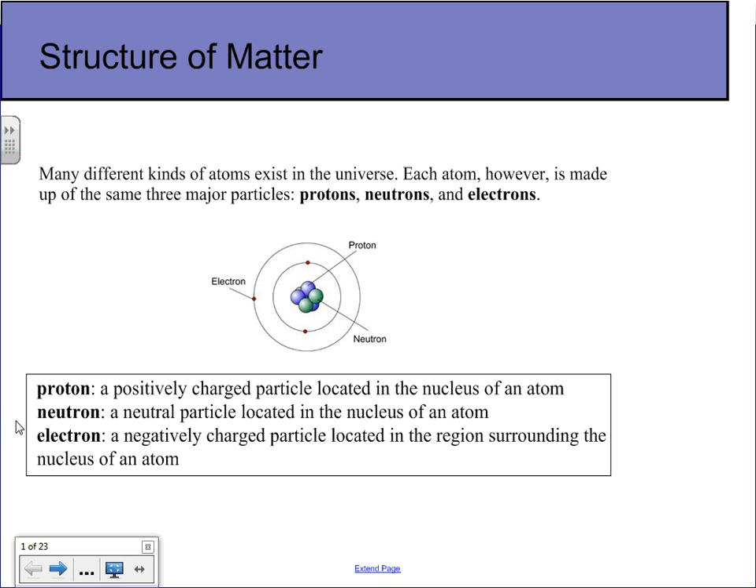A neutron is a neutral particle located in the nucleus of an atom, and the electron is a negatively charged particle located in the region surrounding the nucleus of an atom.